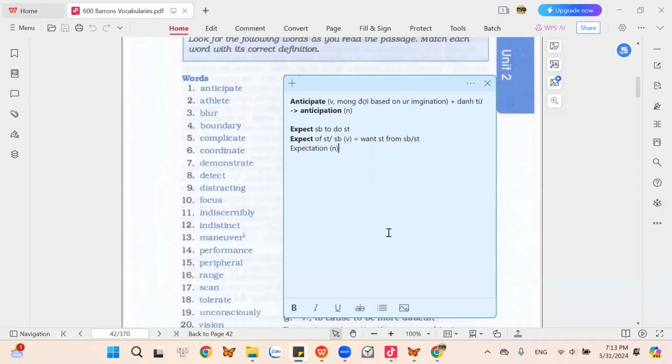And I use the word anticipate in this situation because I want something from her and I know that that is impossible, but I still want it. And I still hope it's going to happen, but for sure, it would never, ever happen. So that is anticipate. You expect something based on your imagination.